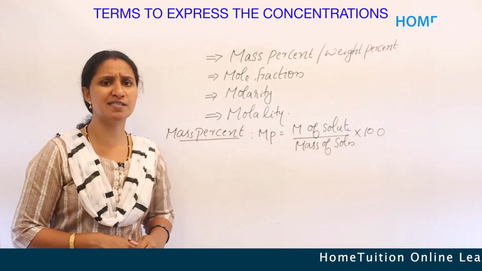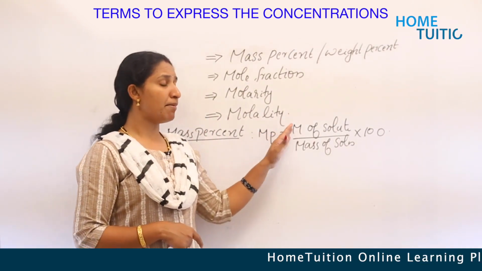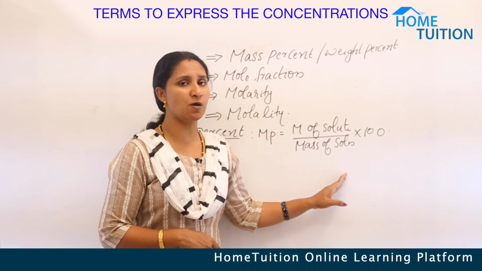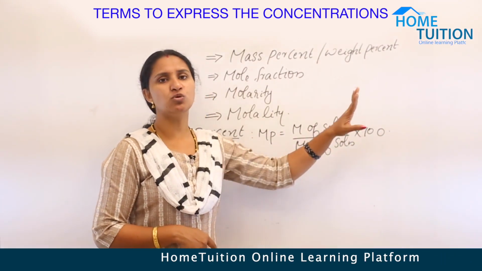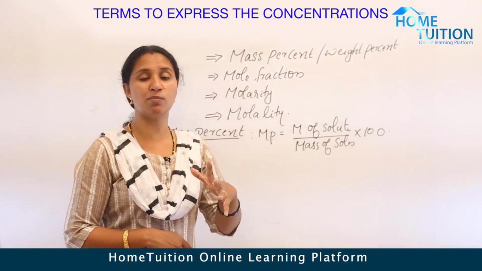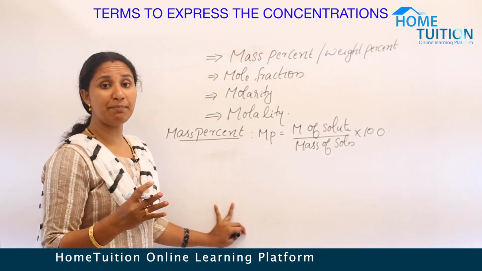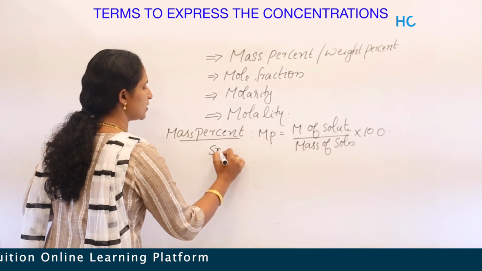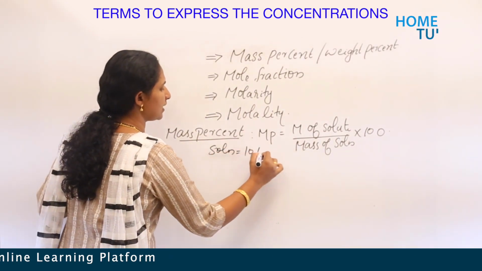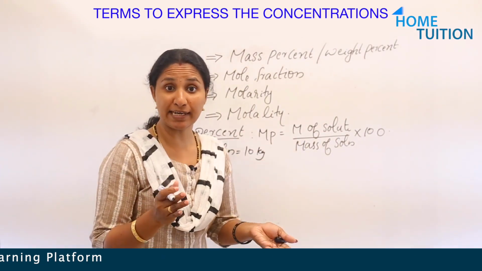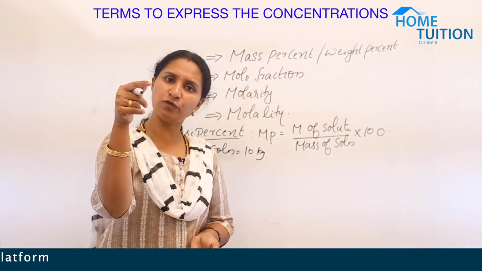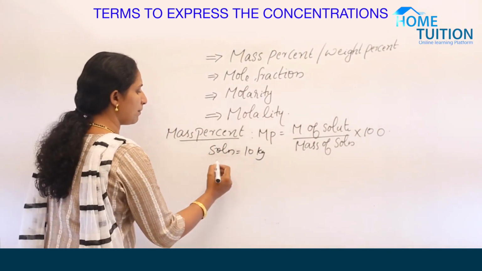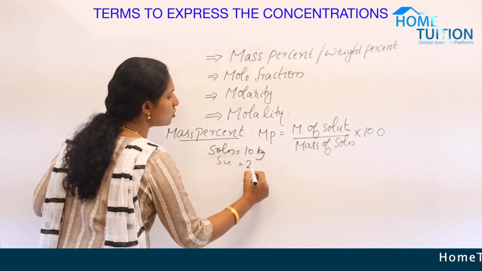Mass percent is the ratio between the mass of solute to mass of solution, multiplied by 100, so it is a percentage. For example, if we have 10 kilogram of sugar solution, and in that 10 kilogram, 2 kilogram of sugar is there, so the amount of sugar is equal to 2 kilogram.